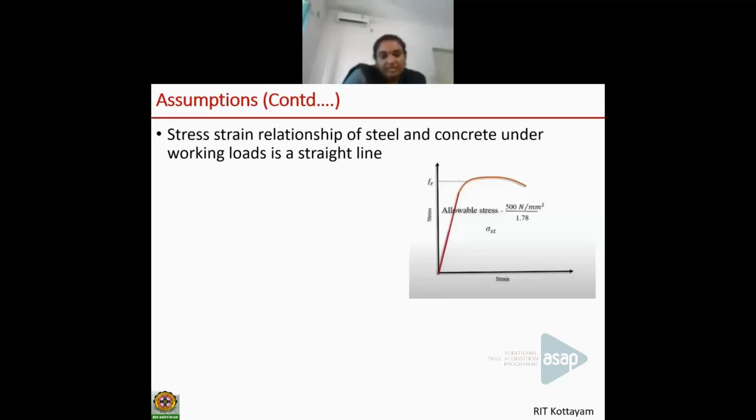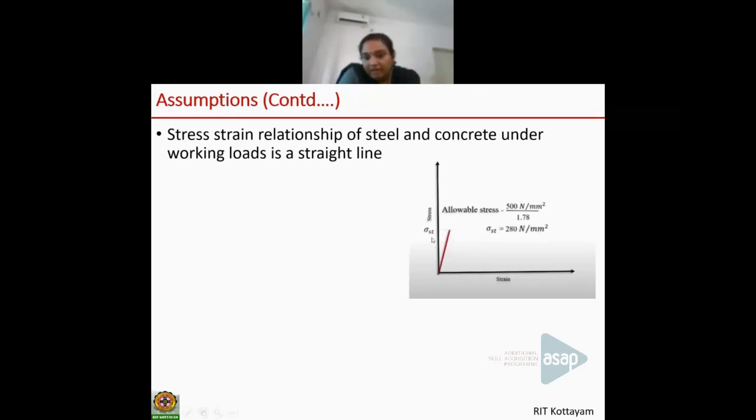In the limit state method, we consider this as the strength. Whereas in the working stress method, we apply a factor of safety onto this, in such a way that the initial straight line portion of the stress strain diagram is captured. Because we are applying a high factor of safety, your stress strain diagram comes down like this. Previously it was like this, now it is like this.